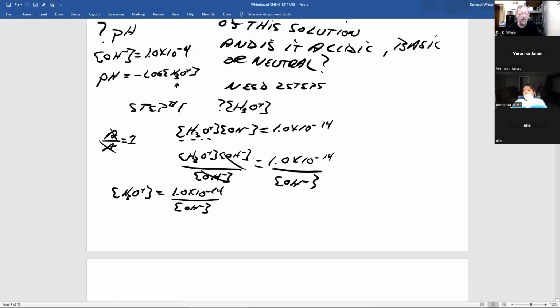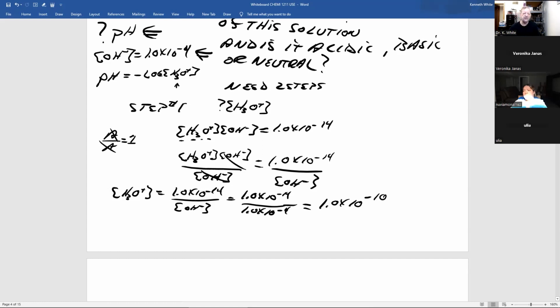I know the hydronium right there, so I can put that number in. That's 1.0 times 10 to the minus 4. And you can pick up your calculator. Dr. White knows how to do this in his head. And the hydronium ion concentration is 1.0 times 10 to the minus 10. Am I done? No, I need to find pH.